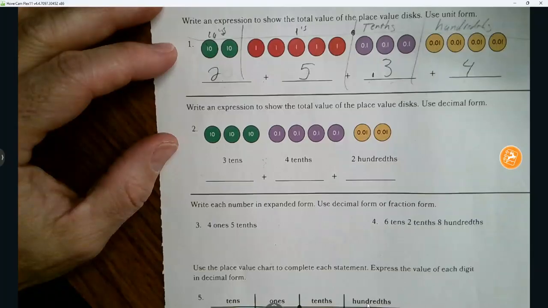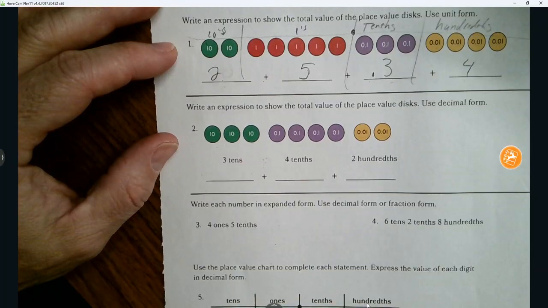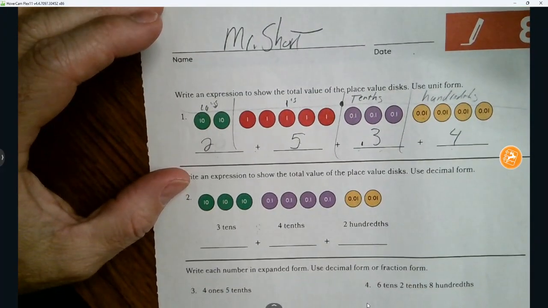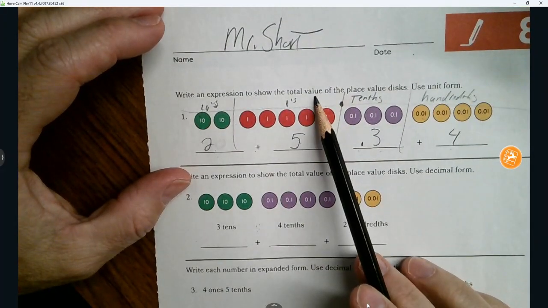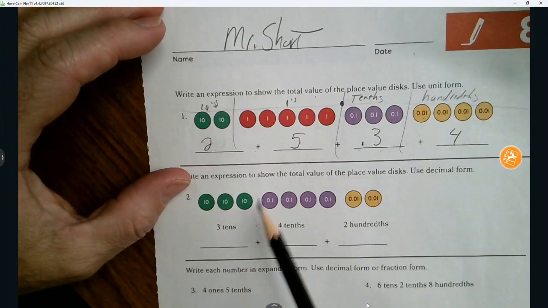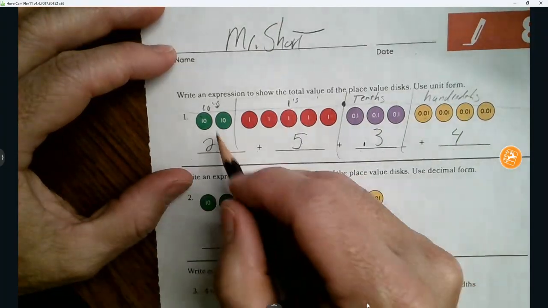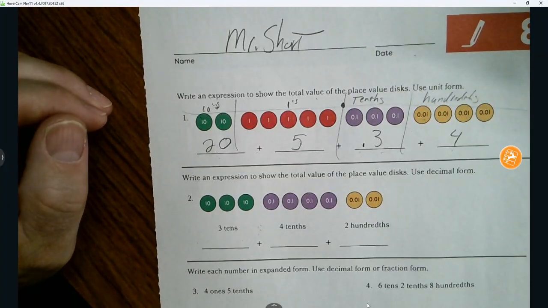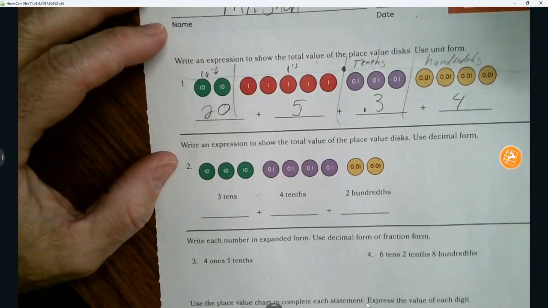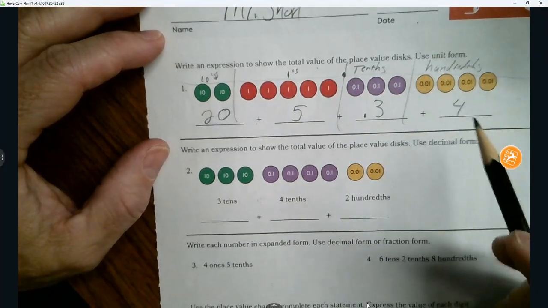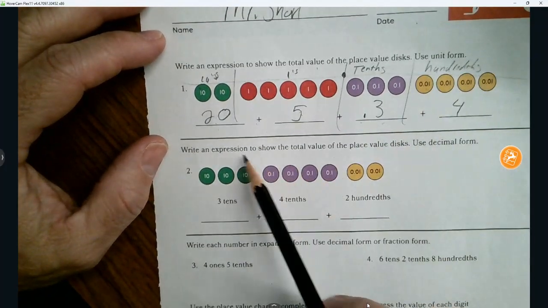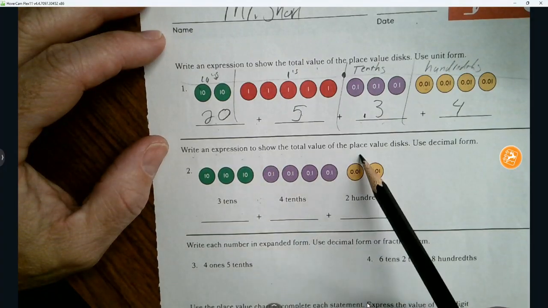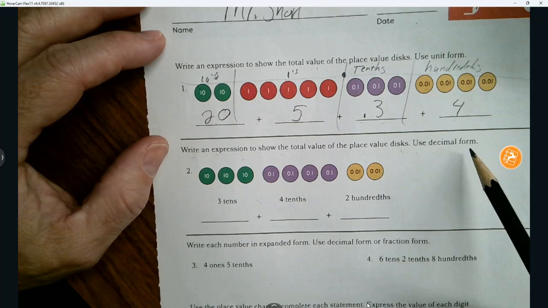So now let's look at number 2. Write an expression to show the total value of the place value discs. Well, now they want to know, see, this is where they go back and forth. It says the total value here, and then they throw the tenths in here. Sometimes they play around with words too much. Make sure we pay attention, though. We don't want to get ourselves in trouble. So this one says, write an expression to show the total value of the place value discs. Use decimal form.